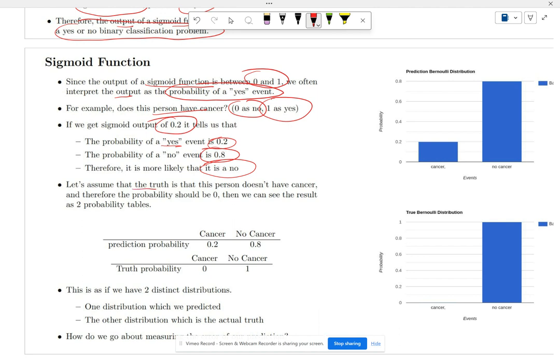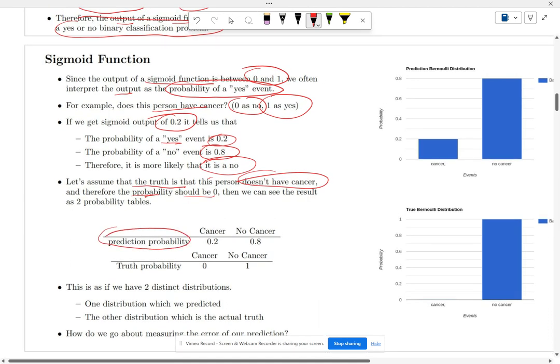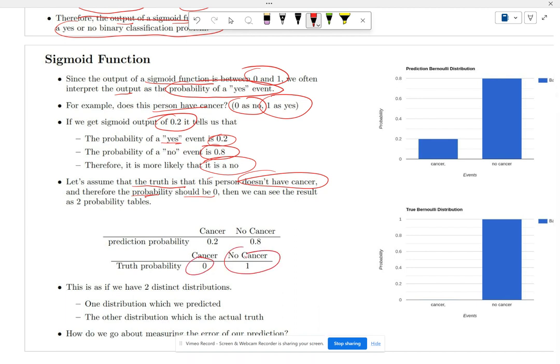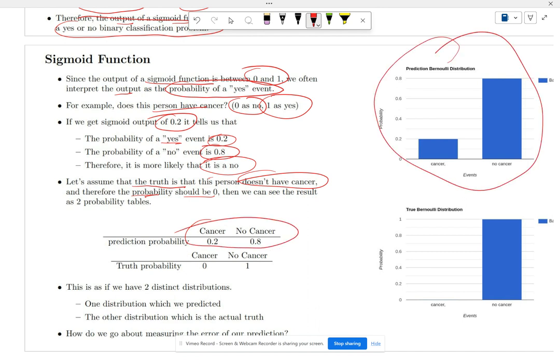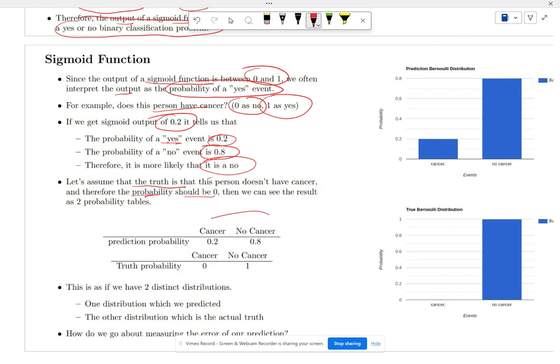Let's assume this is our prediction and this is the truth. For the truth, there's no ambiguity. It's either no cancer or yes cancer. So what we have predicted is a binary probability, and the truth is yet a different probability. This is a probability distribution, and this is also a probability distribution.